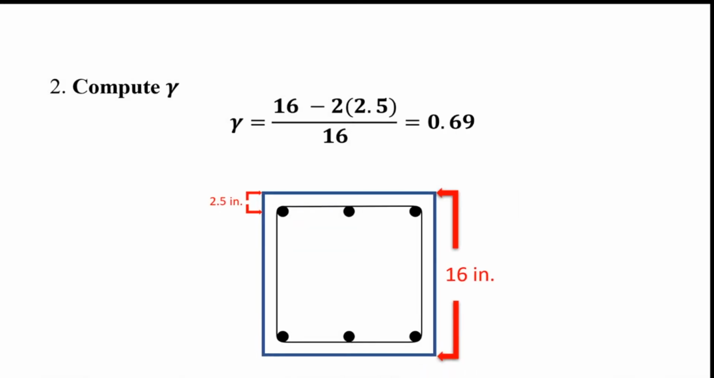Second step, compute gamma. The interaction diagrams in Appendix A are each drawn for a particular value of the ratio gamma. Gamma is the ratio of the distance between the centers of the outside layers of bars to the overall depth of the column. To estimate gamma, assume that the centroid of the longitudinal bars is located 2.5 inches from the edge of the column. Gamma equals (16 minus 2 times 2.5) over 16. Thus, gamma is approximately equal to 0.69.